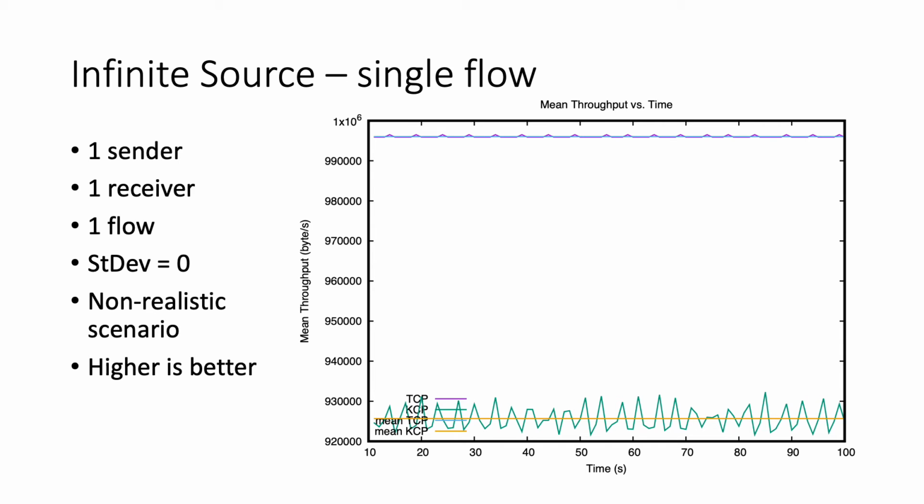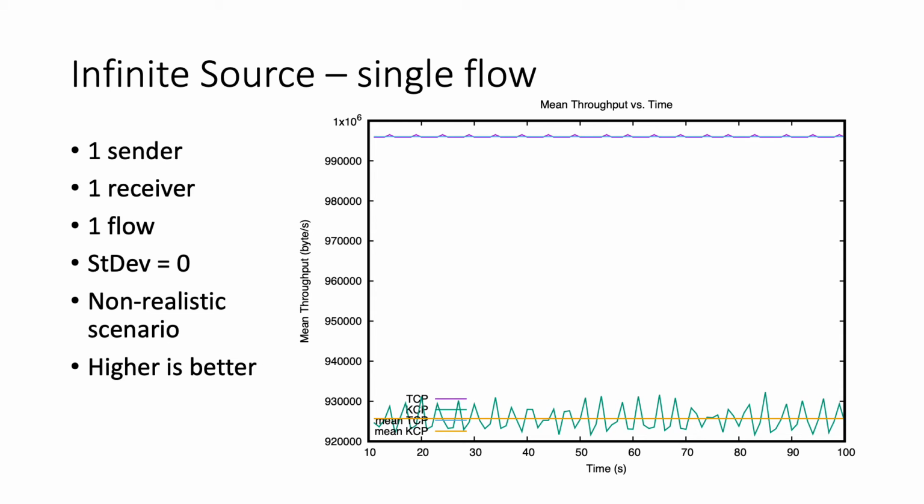In this simulation, there is a single TCP flow through the bottleneck. There is one sender on one side of the bottleneck, and there is one receiver on the other side. And there's only one flow. Since there's only one flow, we can compute a mean throughput for that flow, but we can't compute a standard deviation, so it will be 0, of course.